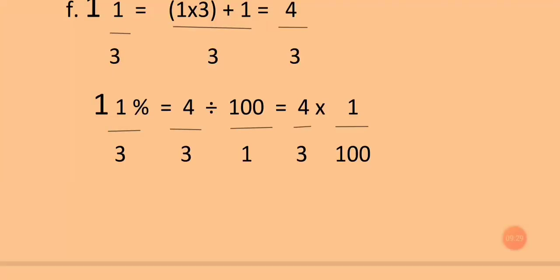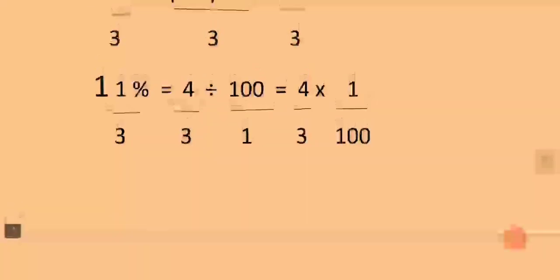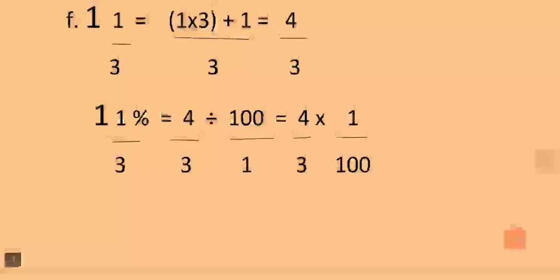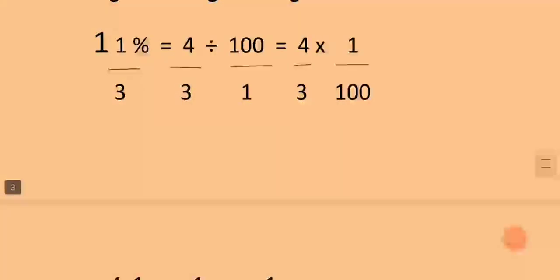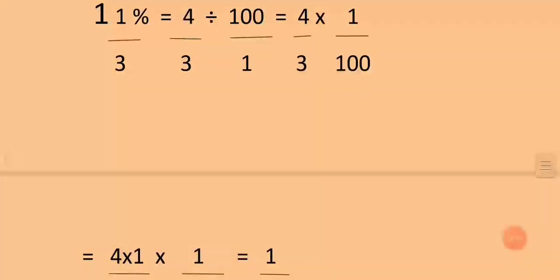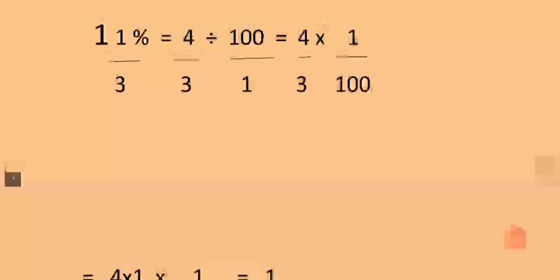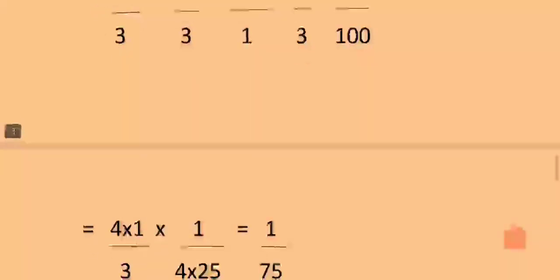In a similar way, that division sign changes to multiplication and the divisor fraction gets inverted, so that we have 4 over 3 times 1 over 100. Common factor of 4 and 100 is 4. So I'm dividing the 4 by 4, giving me 1, dividing the 100 by 4, giving me 25.